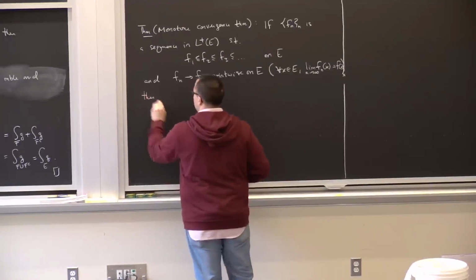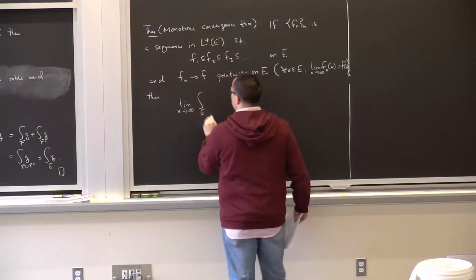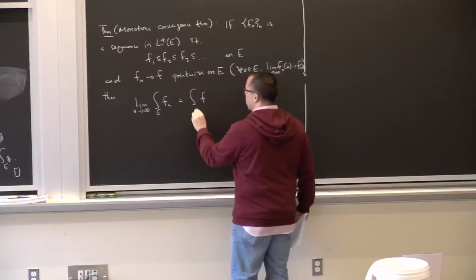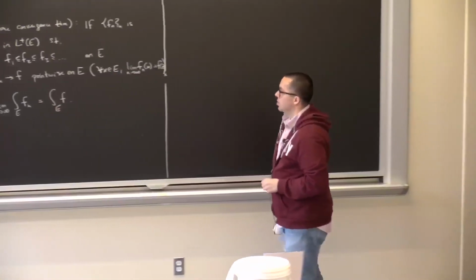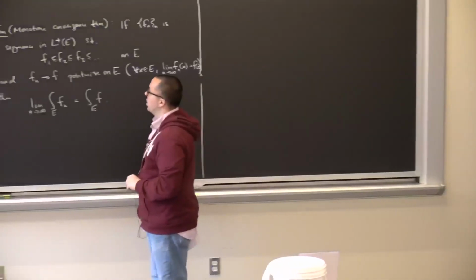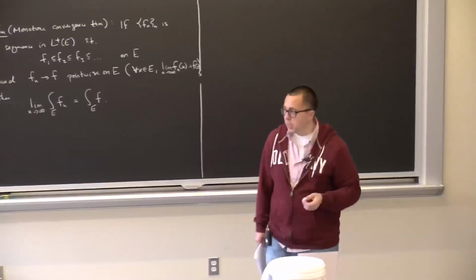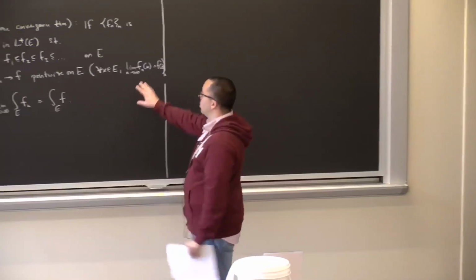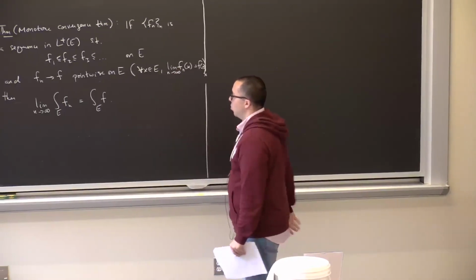Then the integrals converge to the integral of the limit. So the limit of the integrals is the integral of the limit. Okay? So this is a much stronger statement than anything you come across in Riemann integration, right? Riemann integration usually requires uniform convergence, while here, at least for monotone sequences, we just need pointwise convergence.